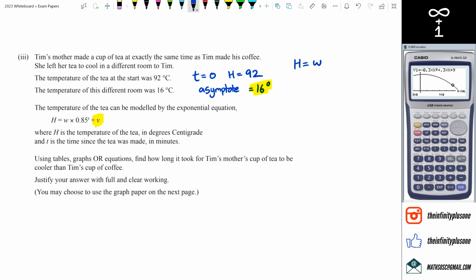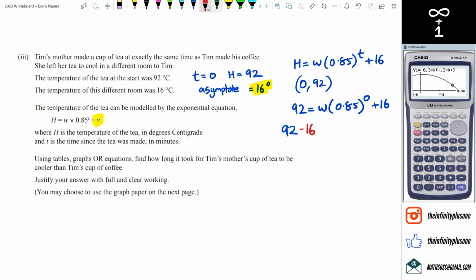We've got h is equal to w times 0.85 to the power of t plus 16. We know that when t is 0, it's 92 degrees. So 92 equals w times 0.85 to the power of 0 plus 16. So 92 take away 16 first, is equal to w times 0.85 to the power of 0, which is 1. Remember, any number to the power of 0 is 1. So we've got 76 is equal to w. So the equation that we have is h is equal to 76 times 0.85 to the power of t plus 16.